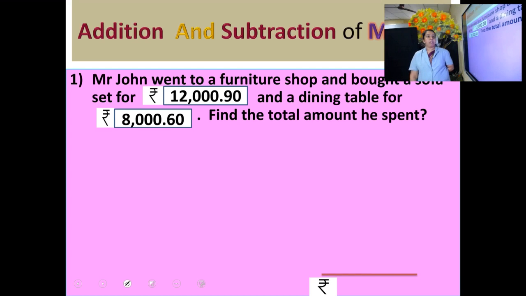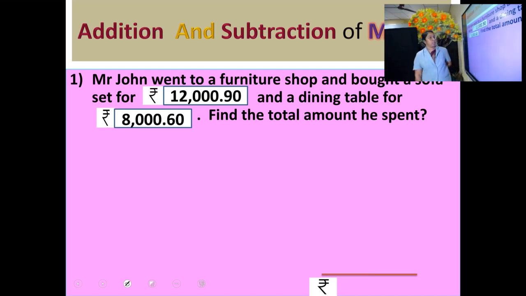So here we are going to do the addition and subtraction of word problems of money. Addition and subtraction of money. So listen, for the word problem, you have to read the question at least 5 times. After that, you have to write the answer. Is it clear? So how many times do you have to read the question? At least 5 times.